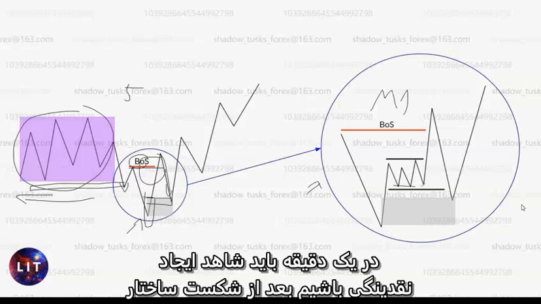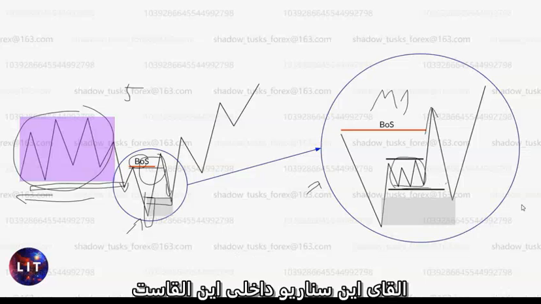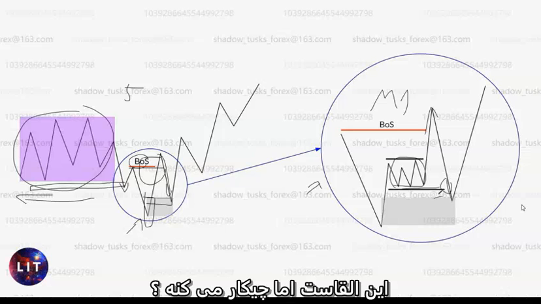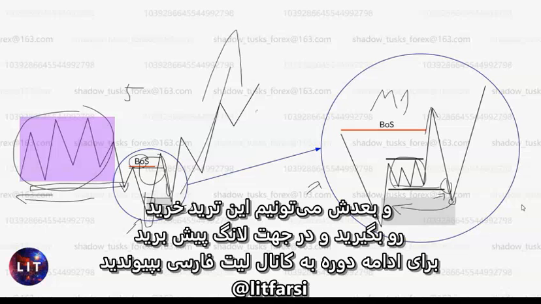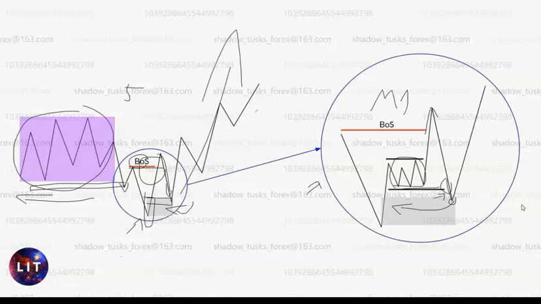On the 1 minute you should see build-ups after the break of structure, inducement of this internal play. This is the inducement, but what does the inducement do? Mitigate the overall play in the bigger picture, and then you can take the buy trade going long. Awesome.